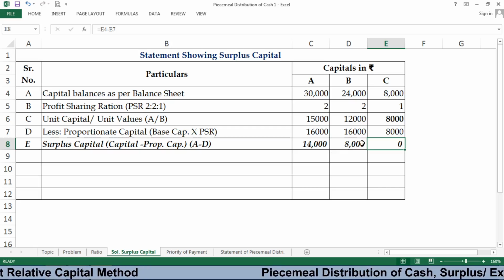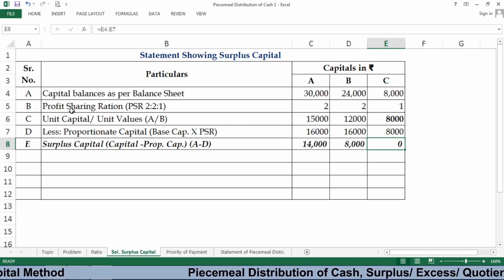But here the surplus of A and B, it shows. Now we have to find the partners who are proportionately paid over capital, or we can say excess capital, or we can say surplus capital.